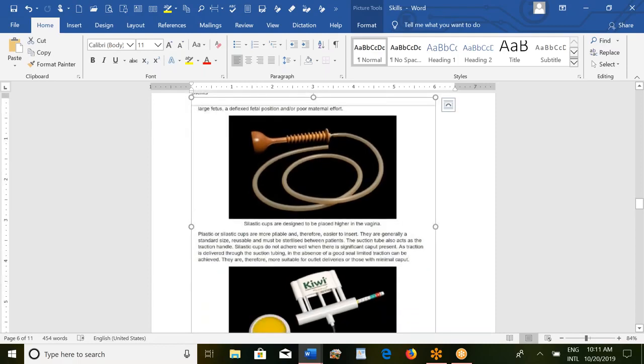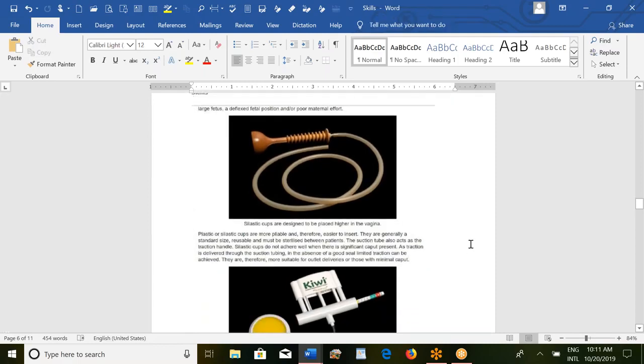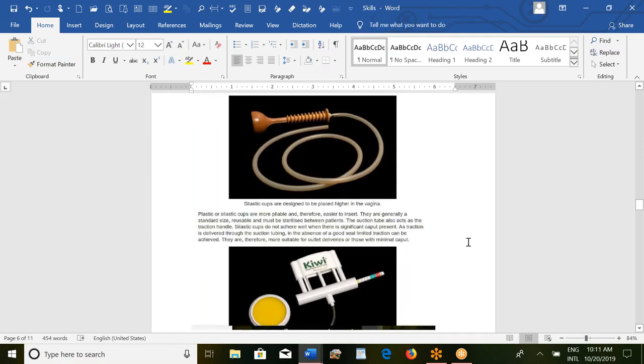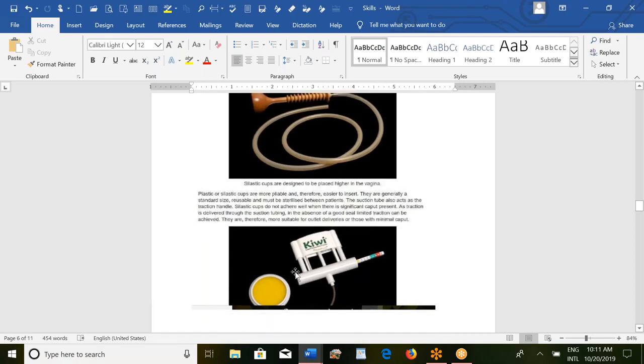Behind your pen, what do you see here? Yeah, this is the stylistic cup ventouse, and the one down here is the Kiwi Omni cup. So what is the benefit of using Kiwi?